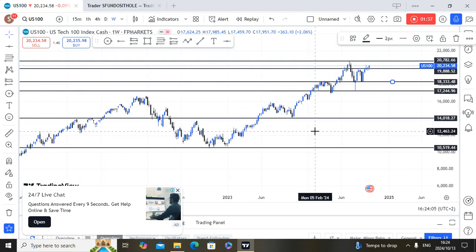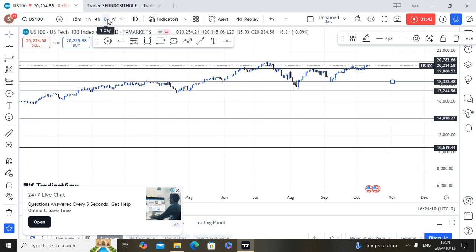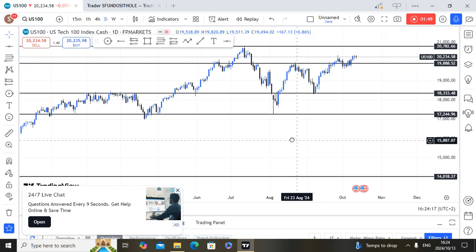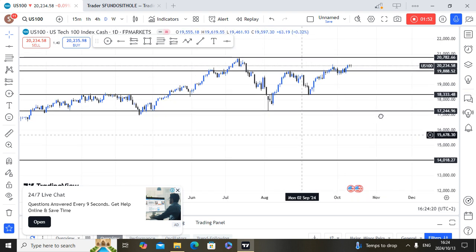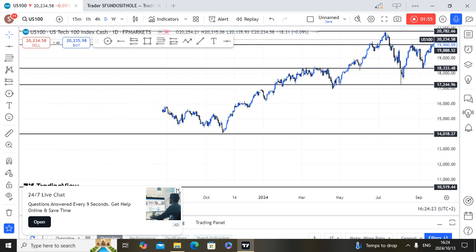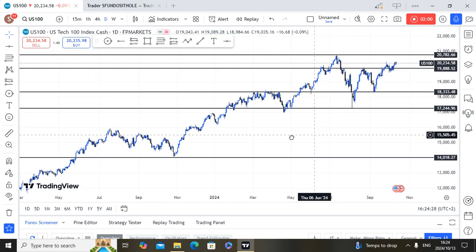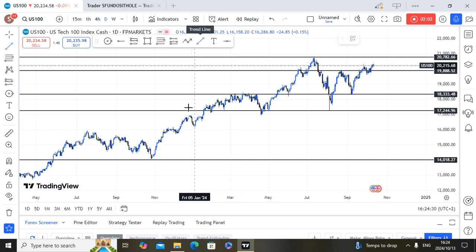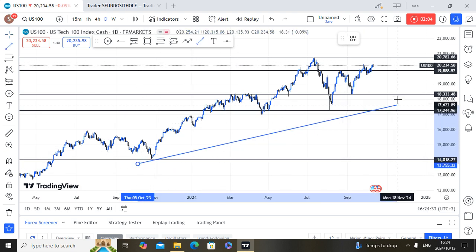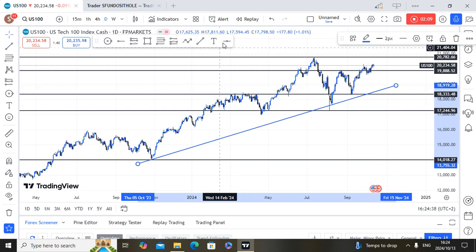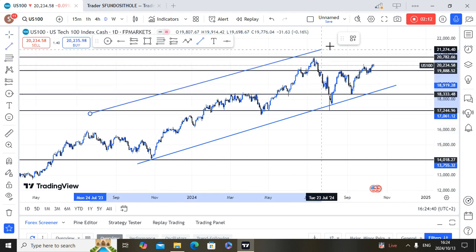After implementing my zones, I go on a daily time frame. On the daily time frame, I check out the structure. My structure consists of support and resistance. The one thing about structure is very important. I emphasize in every video the importance of taking the market structure. When I take the market structure, I implement my support here, and then my resistance here.